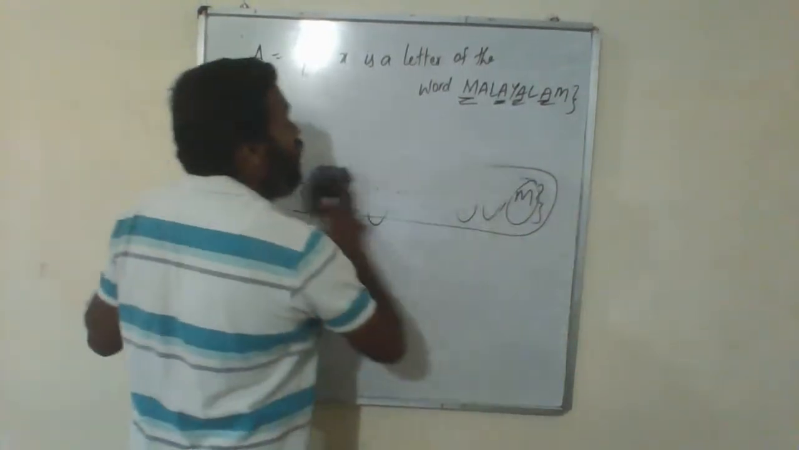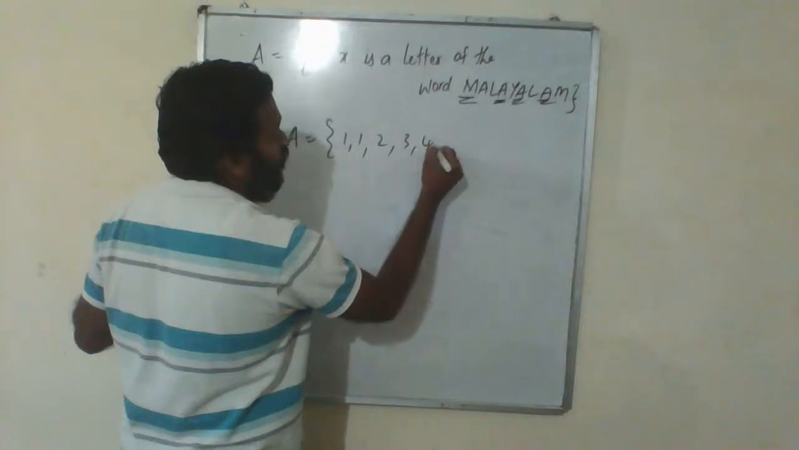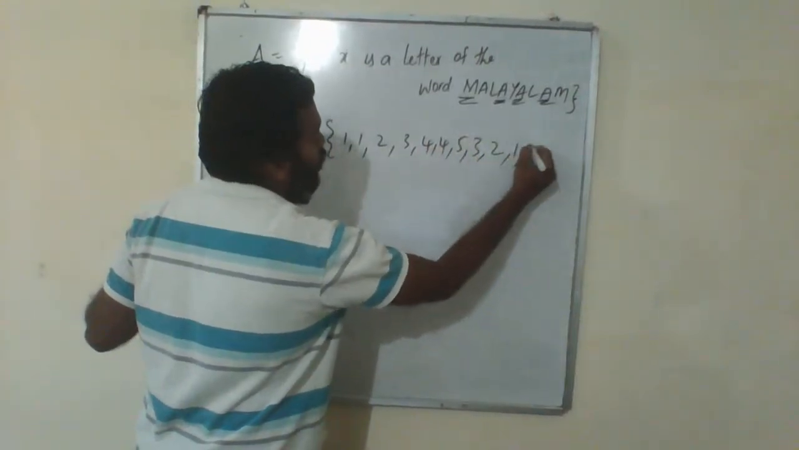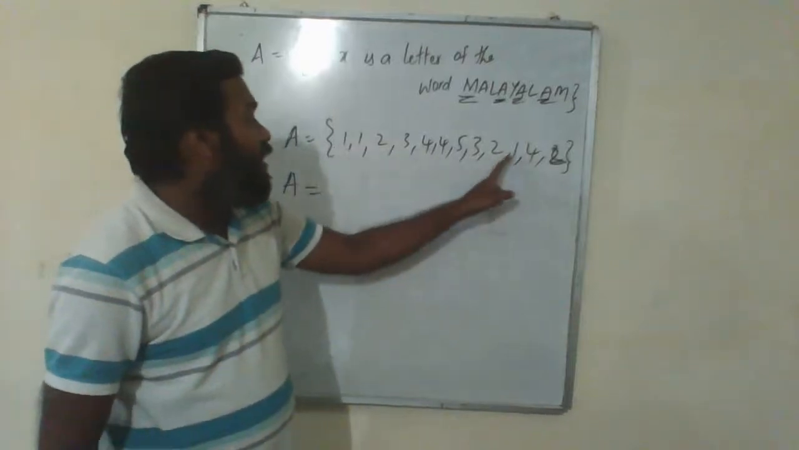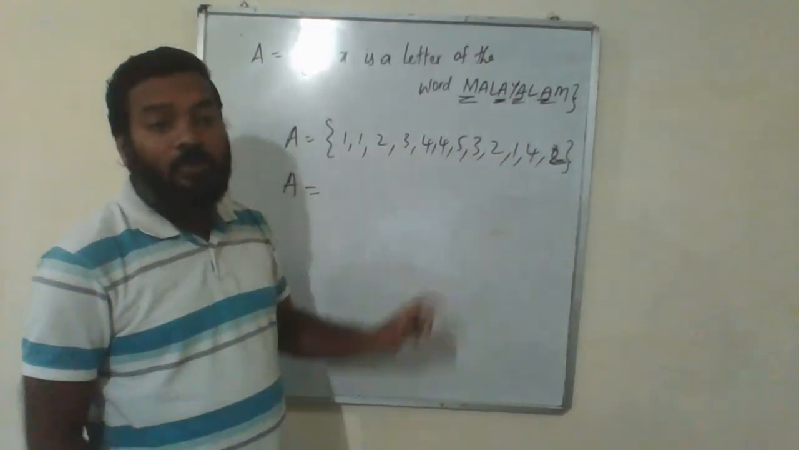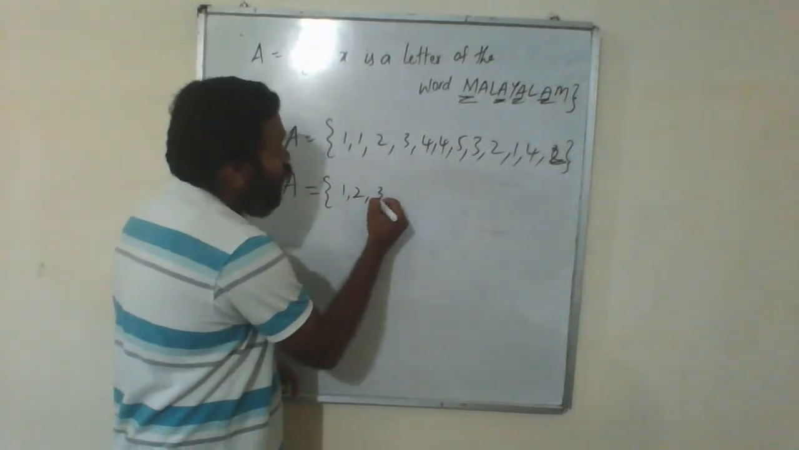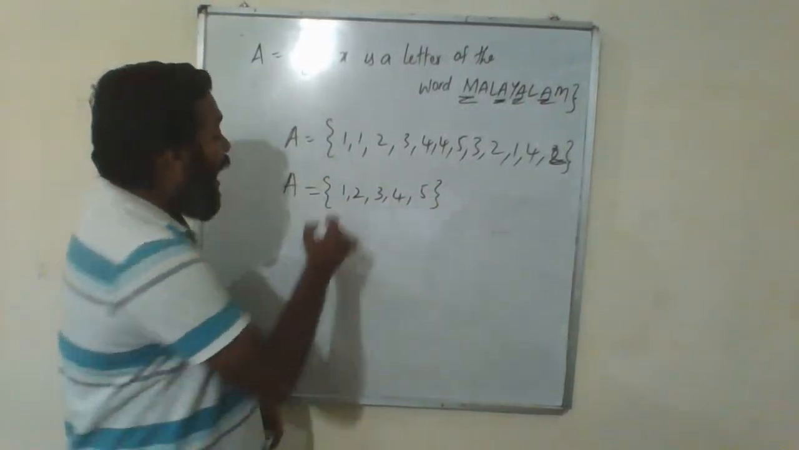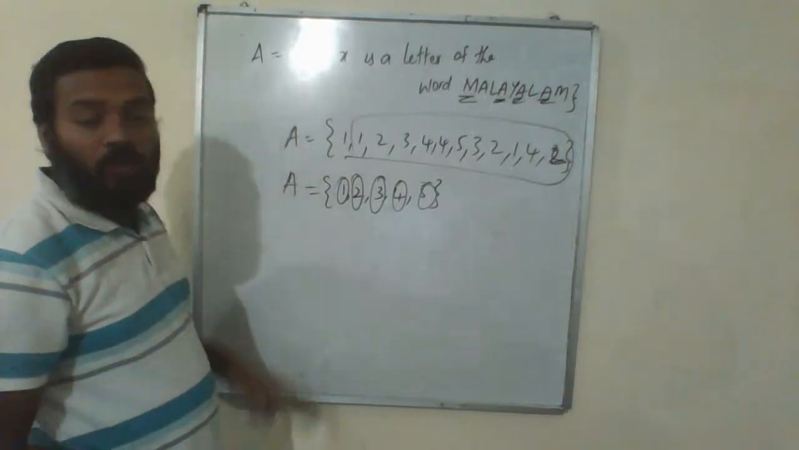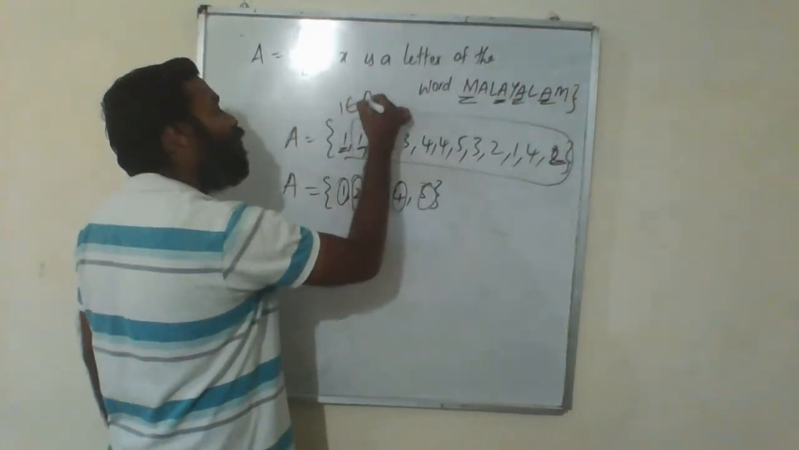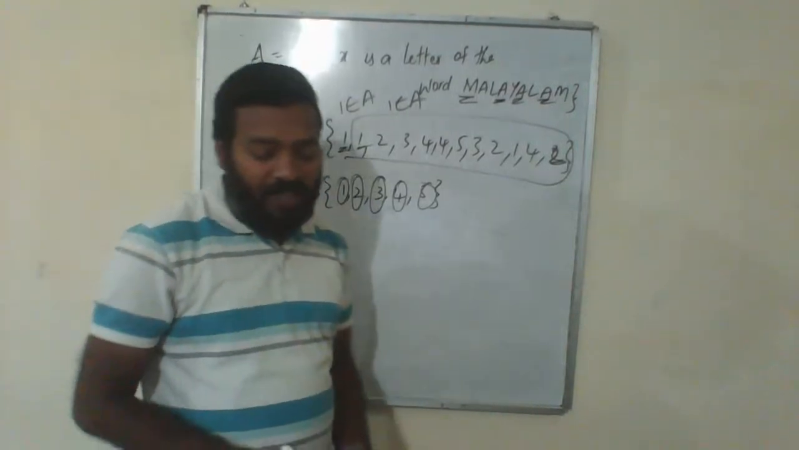If you are given a set like this, then you need not write 1 three times, 2 two times, 3 two times, 4 three times. You need not write like that. You have to write each only once: 1 only once, 2 only once, 3 only once, 4 only once, and 5. Because every element is present in this, and every element belongs to it. This 1 belongs to A and 1 always belongs to B. So you should not repeat the elements of the set.